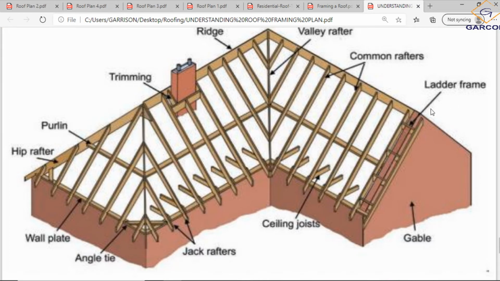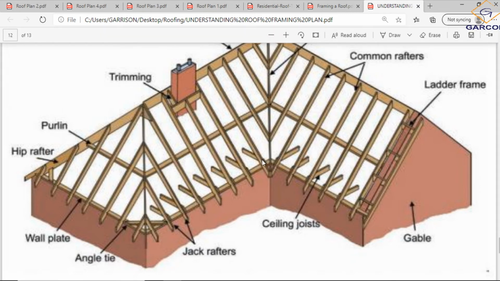Alright, again, this is a hip and valley roof. But it's not only a hip and valley, it's a hip, valley, and gable. That's 3 different features the roof has. You have a gable end here, you have a hip end right here, and you have a valley feature. Right? So, valley, gable, hip.